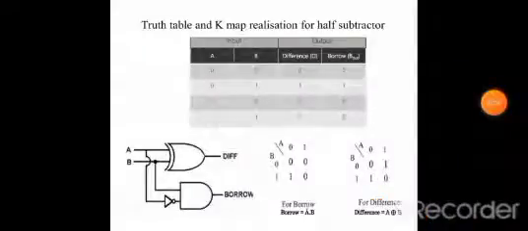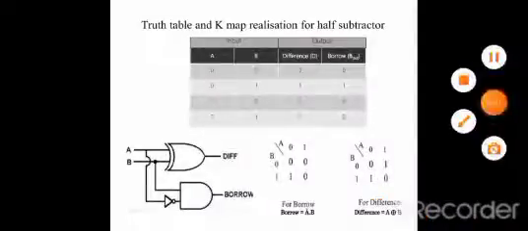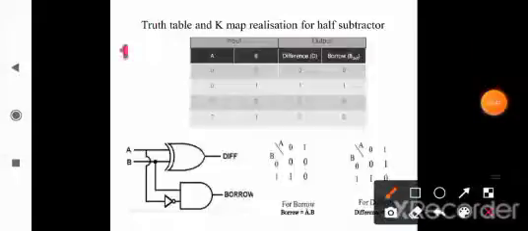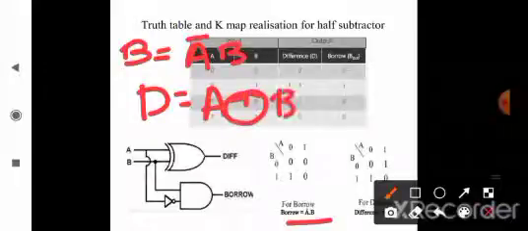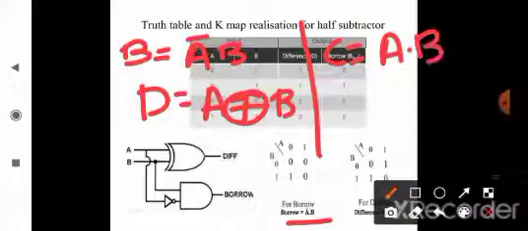Before that we see what the borrow and difference of the half subtractor are. The borrow of the half subtractor is equal to A complement B, and the difference is A XOR B. It will look similar to your half adder. What is the half adder carry? It is A dot B. What is the half adder sum? Sum is A XOR B.